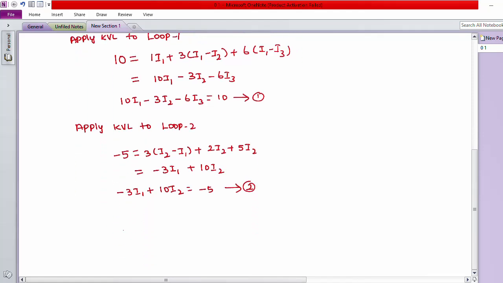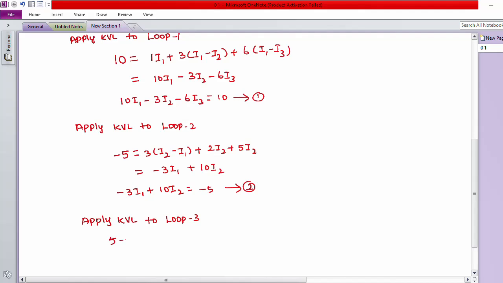Similarly, apply KVL to loop 3. Now we have to find how many voltage sources are connected in loop 3. Yes, here two voltage sources are connected. One is the 5 volt source, another one is the 20 volt source. We have to check whether both are voltage rise or voltage drop. Both voltage sources are in the same direction, so both are voltage rise, so we have to add.